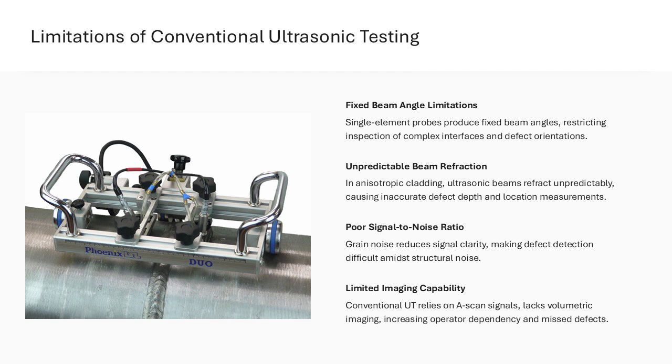Consequently, while conventional UT may still have limited use for preliminary screening, it is not suitable as a primary inspection method for critical stainless steel cladded components. Simplified depiction of single-element ultrasonic testing showing limited beam coverage and lack of steering capability.